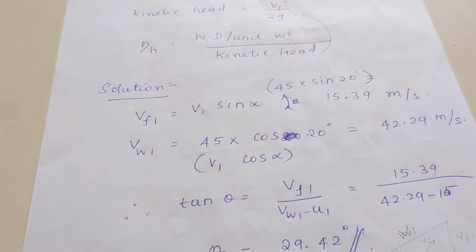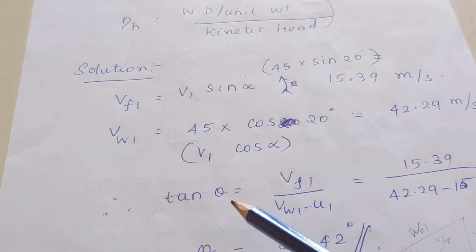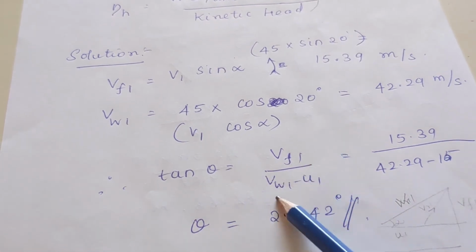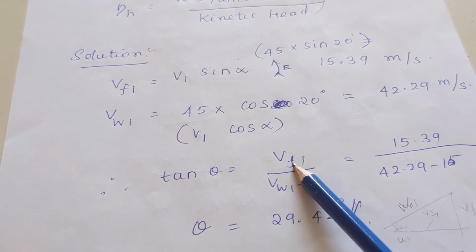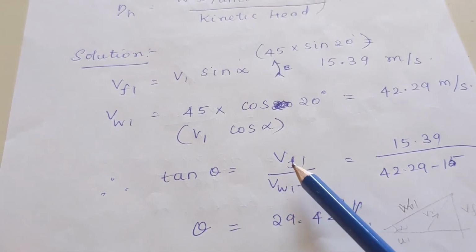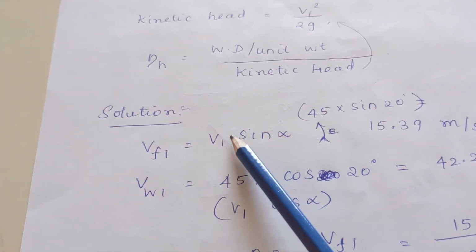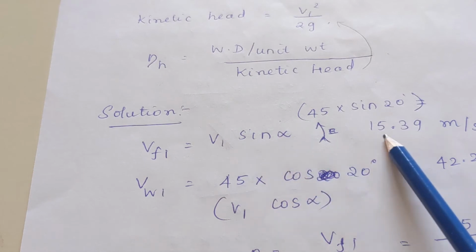First one is you have to find what is the vane angle at the inlet, that is theta. How to find theta? From the velocity triangle you can find out tan theta is equal to vf1 divided by vw1 minus u1. How to find vw1 and vf1? You have to take the triangle. Here V1, VR1, VF1 and VW1, alpha inclination is there. VF1 is the opposite side of alpha. So VF1 is equal to V1 sin alpha. So substitute the value of V1 and alpha, you will get the answer.